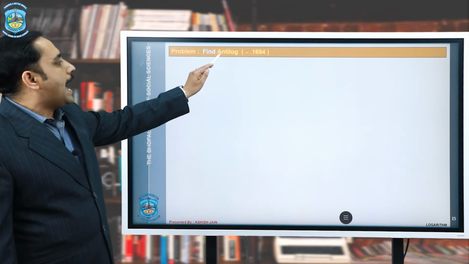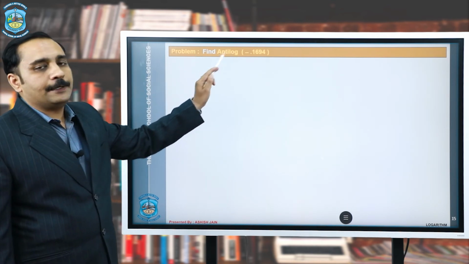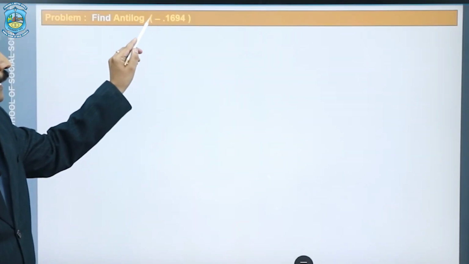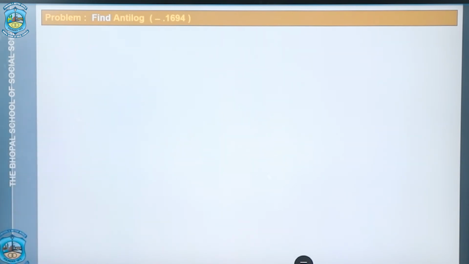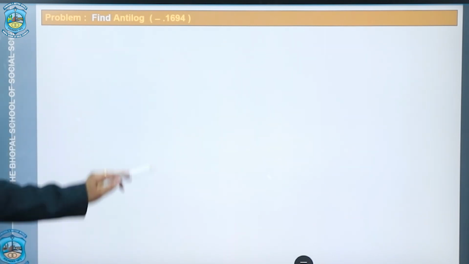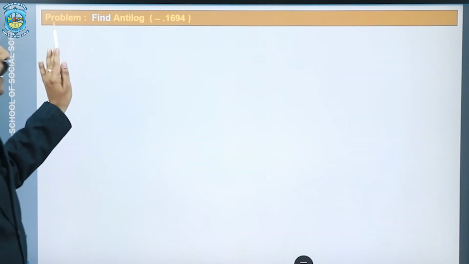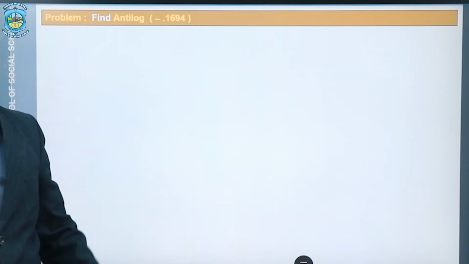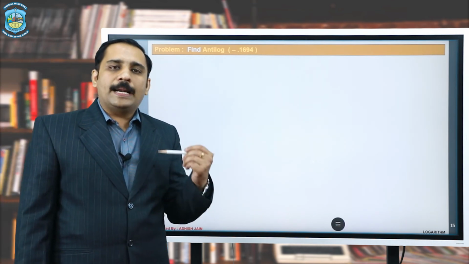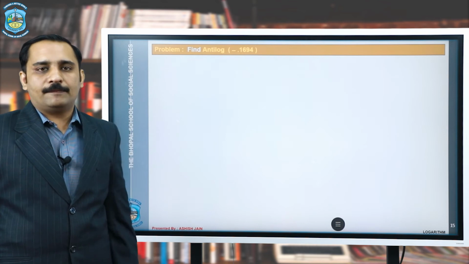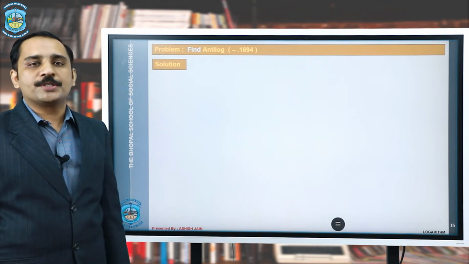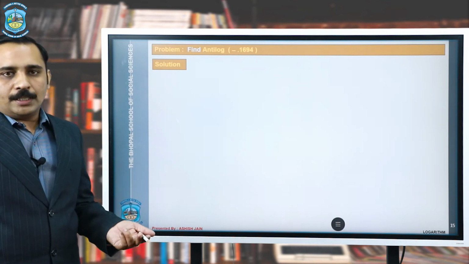We have the value anti-log of minus 0.1694. Now here if you notice, we don't have any integer value. Normally the integer part is negative and the decimal part is non-negative, but here we don't have any integer part. That means this whole decimal part is negative. This indicates that our mantissa is negative. But if you recall, our mantissa in log or anti-log cannot be a negative value.